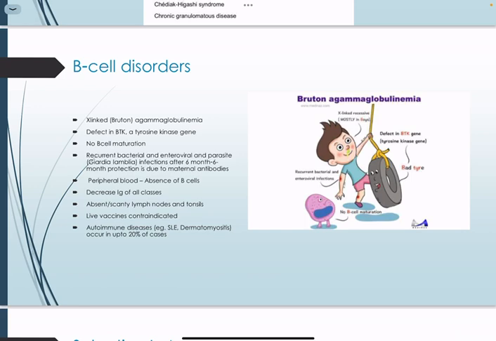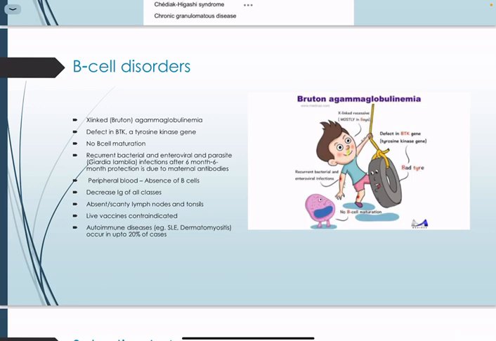If you look peripherally, you will not be able to see B cells, because B cells mature in the bone marrow and then are expelled out to the blood. If there's a problem in maturation, you will not see peripheral B cells at all. On examination, you will see scanty lymph nodes and sometimes no tonsils. Why? The structure of your tonsils is 80% B lymphocytes. So if there are no B lymphocytes peripherally, you will have absent tonsils or very small tonsils.